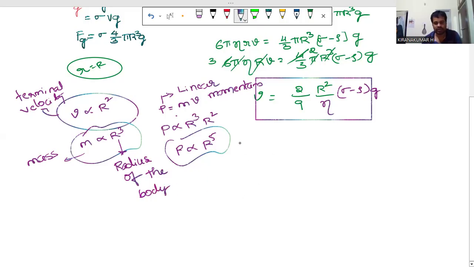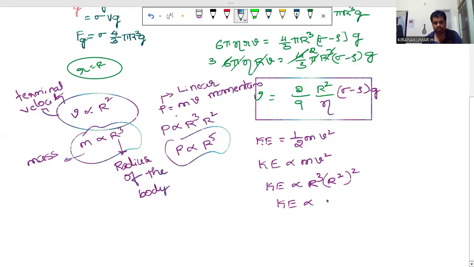Now look at how kinetic energy depends on it. What is the formula of kinetic energy? Half m v square. So kinetic energy is proportional to m v square. m depends on r cube, and v depends on r square, whole squared, which is r to the power of 4. So kinetic energy is proportional to r to the power of 7.